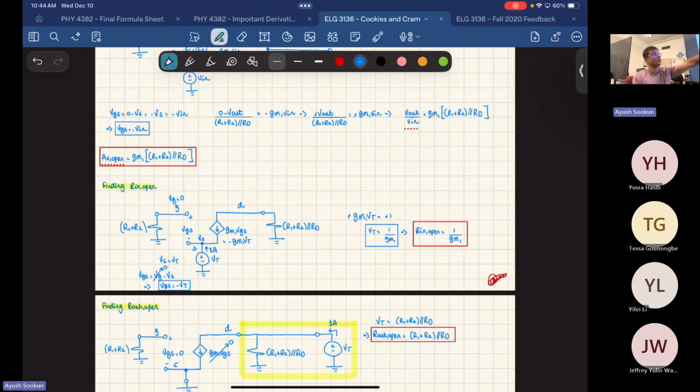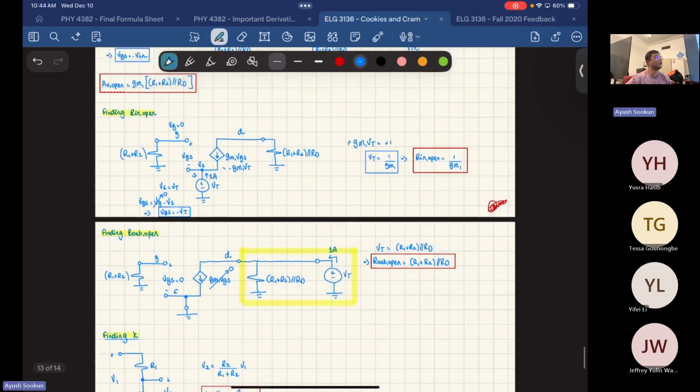If you don't have RO, just write the equation, you will get the answer pretty simple. So R in open is 1 over GM1. Any concerns on how I got that? Okay. R out open, same business.